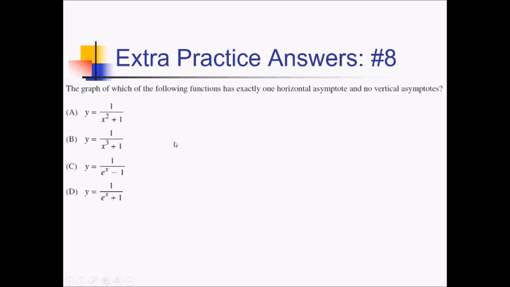So having said that, looking at our first function here, x squared plus 1, if you set that equal to 0, there's no way to find an x value that solves that. You end up with an imaginary number, since x squared, the smallest value this can be is 0. So because x squared plus 1 equals 0 has no solution, we have no vertical asymptote for this first problem, which matches what we're looking for with the conditions.